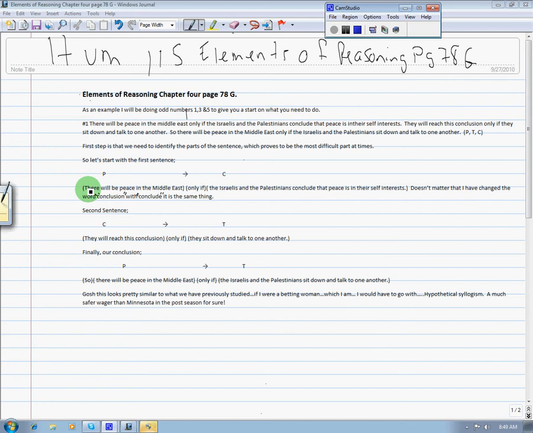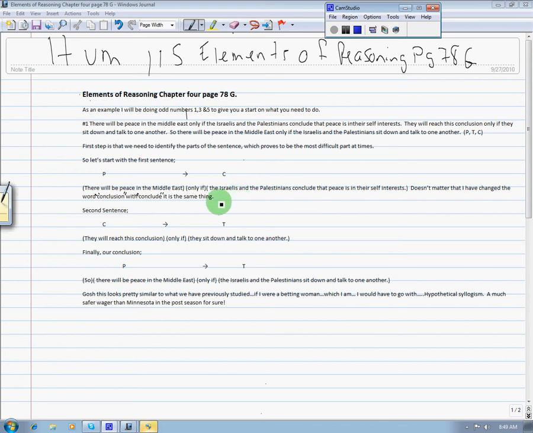So there will be peace in the Middle East, and I'm going to put a P. Only if actually should go both directions, but I'm just going to put if P, then, and it says that Israelis and Palestinians conclude that peace is in their self-interest. I'm going to make that C. Conclusion, conclude, doesn't matter, same thing.